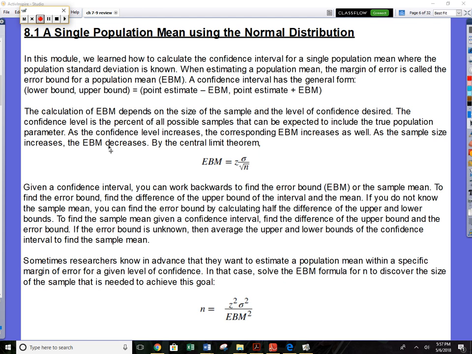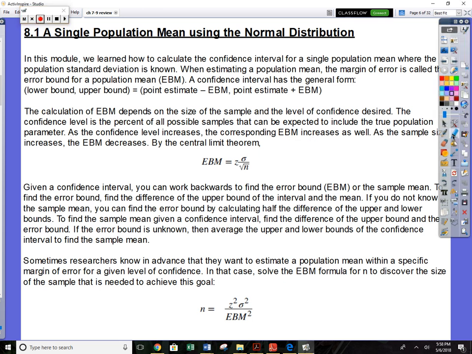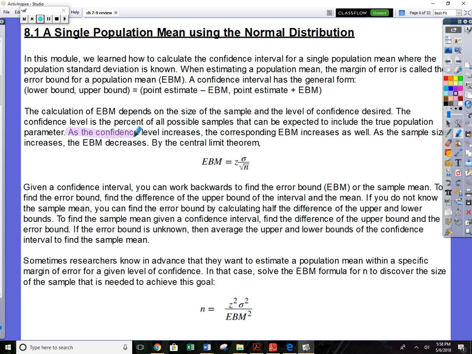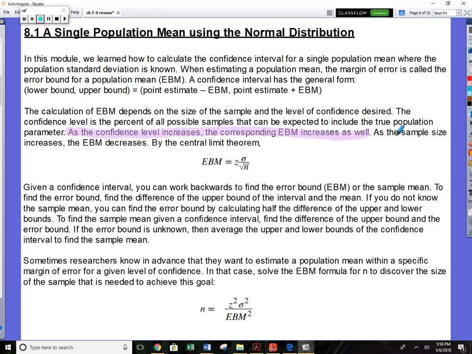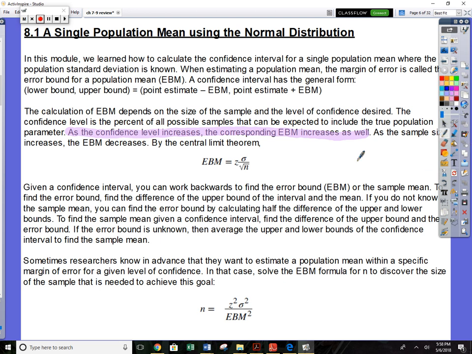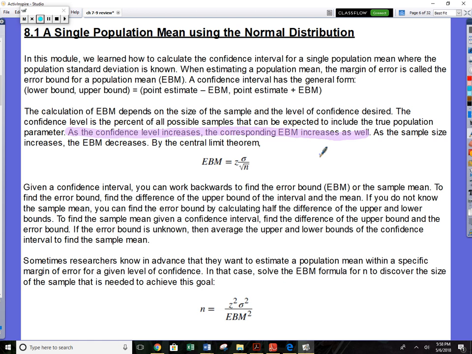Okay, let's see. As the confidence level increases, the corresponding margin of error increases. So this kind of will make sense. Here's what we're talking about. As the confidence level increases, my margin of error is going to increase. There is a huge difference between saying, hey, I am 75% sure versus 90% sure. 75% sure gives me a pretty loose window. So you got to remember this.